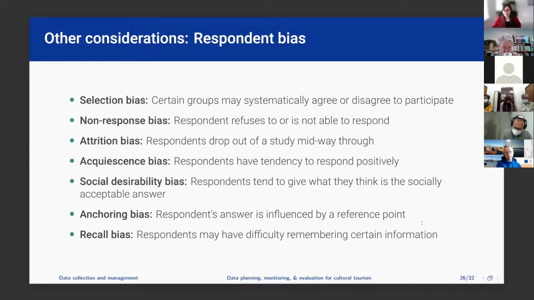There's also recall bias. People may have difficulty remembering certain information. So if you're interested in, how much money have you spent on this trip? Maybe people just are like, I don't know. I have to do a lot of math. I don't recall. So in this case, you can maybe find some anchor for them to have a point of reference, or provide, for example, spending categories. Did you spend between 0 and 100 euro? Have you spent between 100 and 500? Something where it's easier for them to think of and respond.